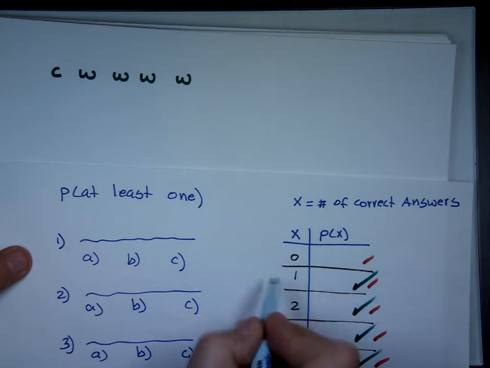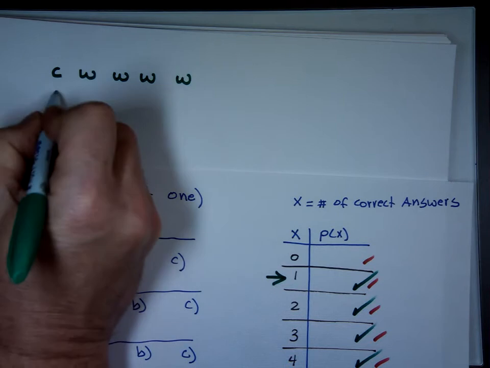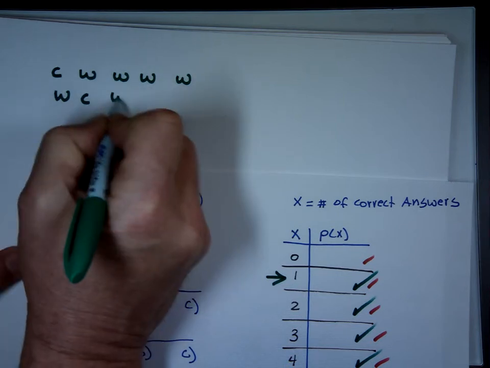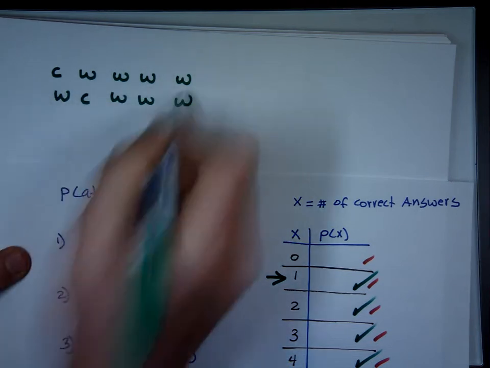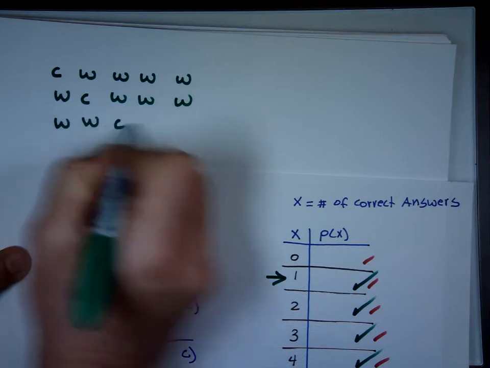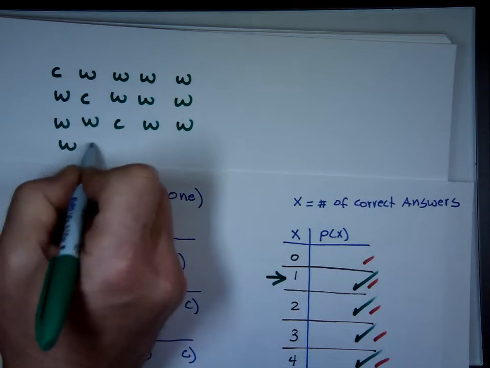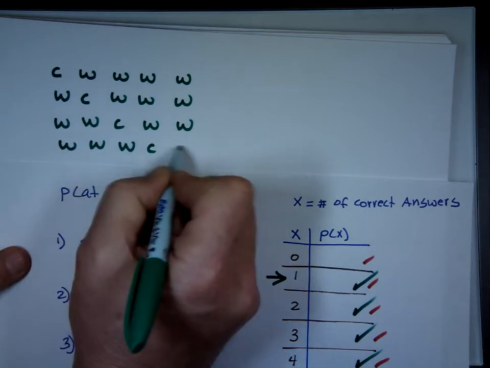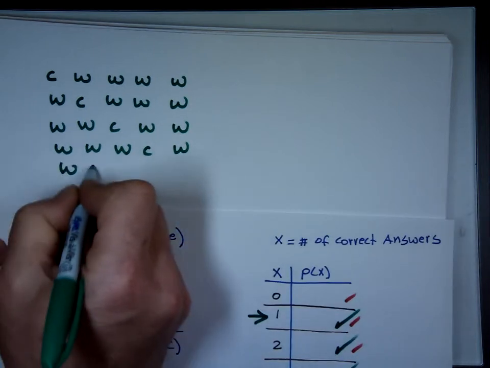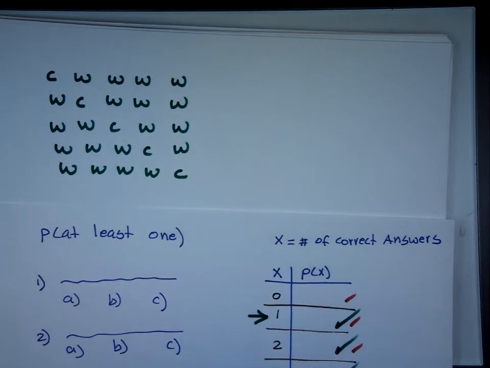1 correct, I'm talking about this case. 1 correct answer also could happen if the first one is wrong, then correct, wrong, wrong, and wrong. It could happen this way. It could happen also this way. Or it could happen this way. There are 5 different ways you can have 1 correct answer.